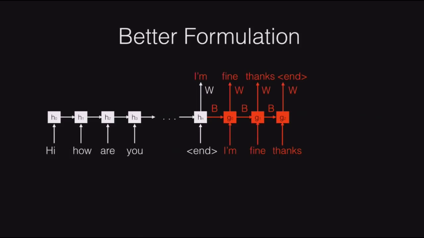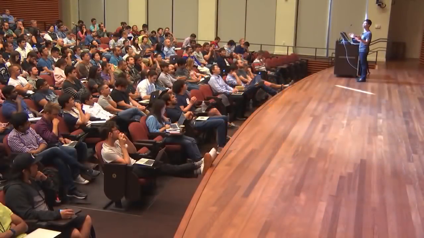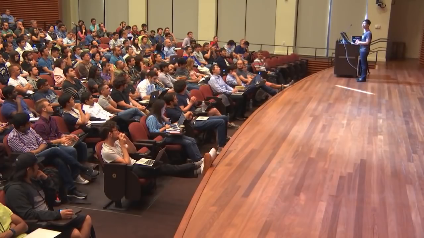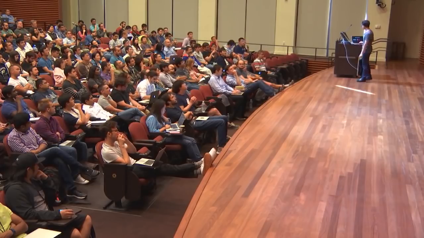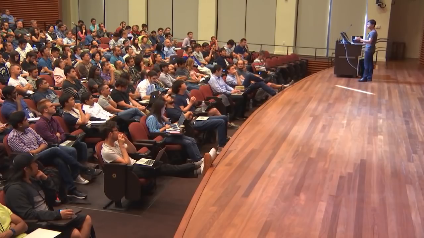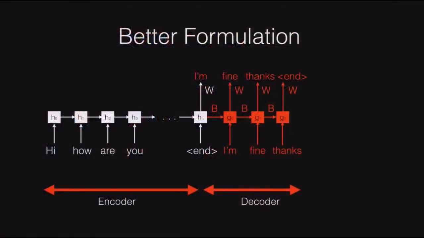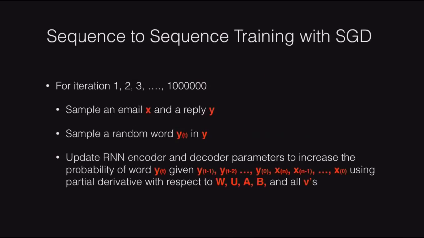Any questions so far? How do you know when to stop? Whenever it produces "and," then you stop. There's a special token "and." The relevant architecture here would be the encoder. People also call the encoder the recurrent network on the input, and the decoder would be the recurrent network on the output.